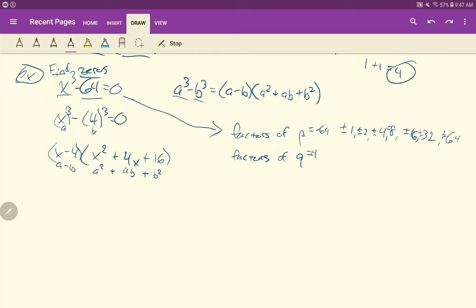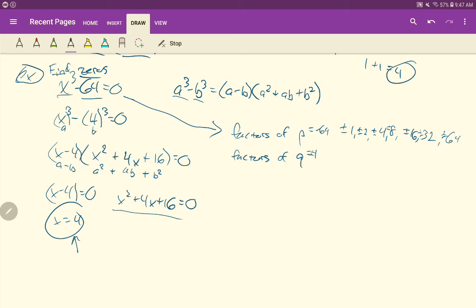Okay, anyway, so again, this is still equal to 0, so we can set x minus 4 now equal to 0, so we get x equals 4. There's one of our zeros, right? But we also get this equal to 0. Okay, now we know, since the degree is 3, that we need to have 3 zeros, but right now we only have 1.